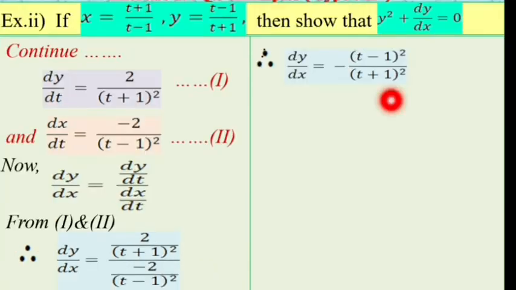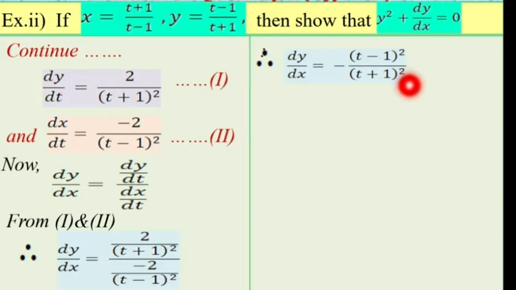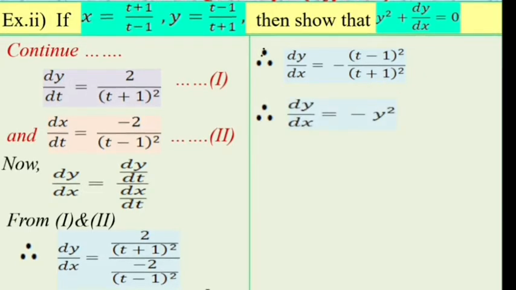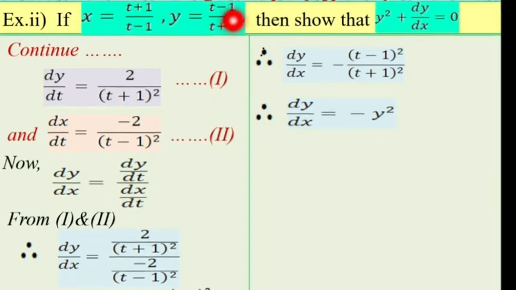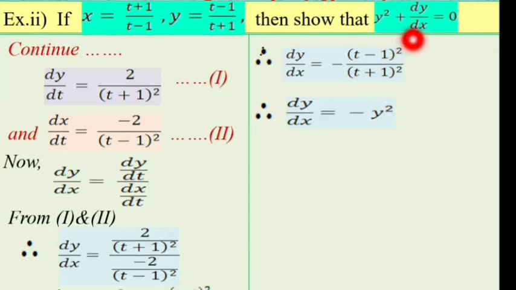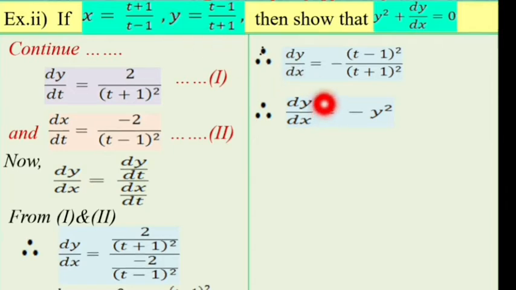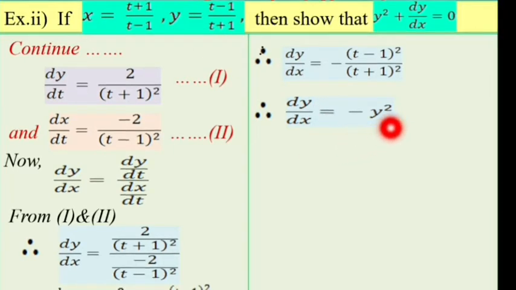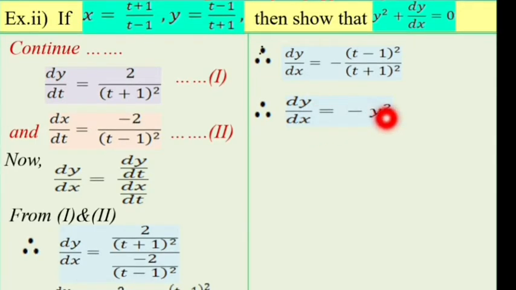Okay, but here we observe that (t − 1) whole square upon (t + 1) whole square can be written as, therefore dy/dx equals minus y square, because we already know that y equals (t − 1) upon (t + 1), that can be written as ((t − 1) upon (t + 1)) whole square, and (t − 1) upon (t + 1) is our y. Therefore dy/dx equals minus y square, that is the derivative of y with respect to x in the form of y.